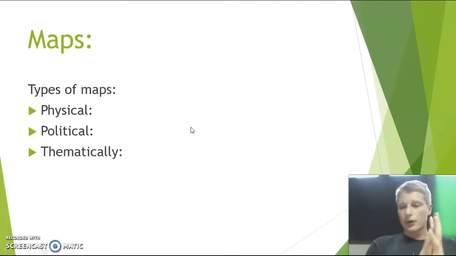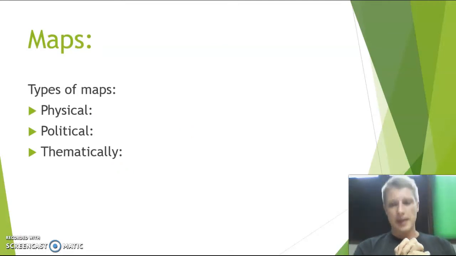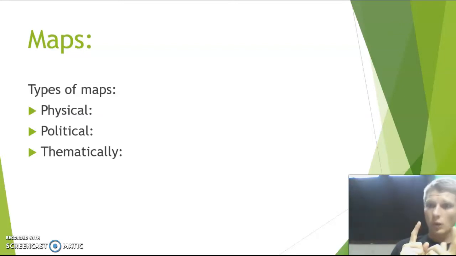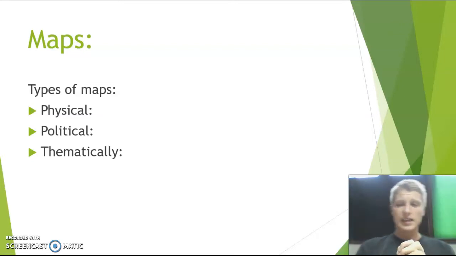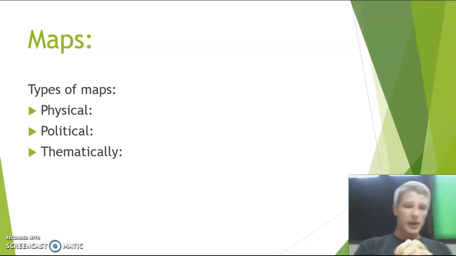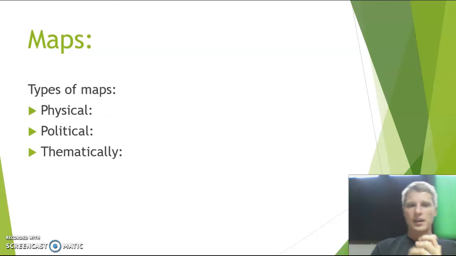There are 3 different maps, and you need to put these maps and these 3 different types in your notes. Why? Because you will be creating each and every one of these maps hand-drawn on your own in this coming quarter. So there are 3 different types of maps that we will be focusing on in class in this unit, and those 3 are physical, political, and thematic.